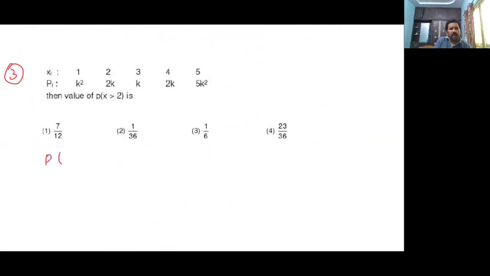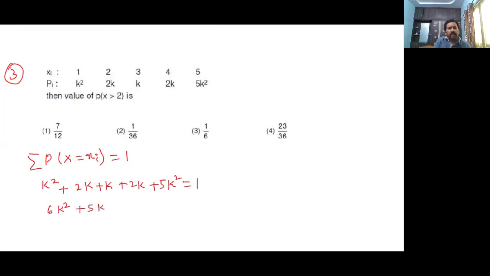The sum of probability, that means sigma P of X equal to Xi, that value should be 1. So K square plus 2K plus K plus 2K plus 5K square is equal to 1. Now here 6K square plus 5K minus 1 is equal to 0. How to write this? 6K square plus 6K minus K minus 1 is equal to 0.